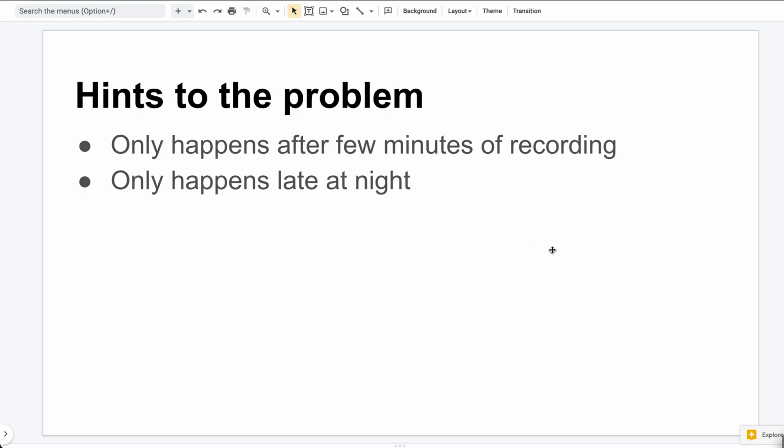And in the end, there were two hints to the problem. One is that the noise only happens after a few minutes of recording. The other one is that it only happens late at night. So eventually I figured out that the problem is some hard disk backup service that only runs late at night.